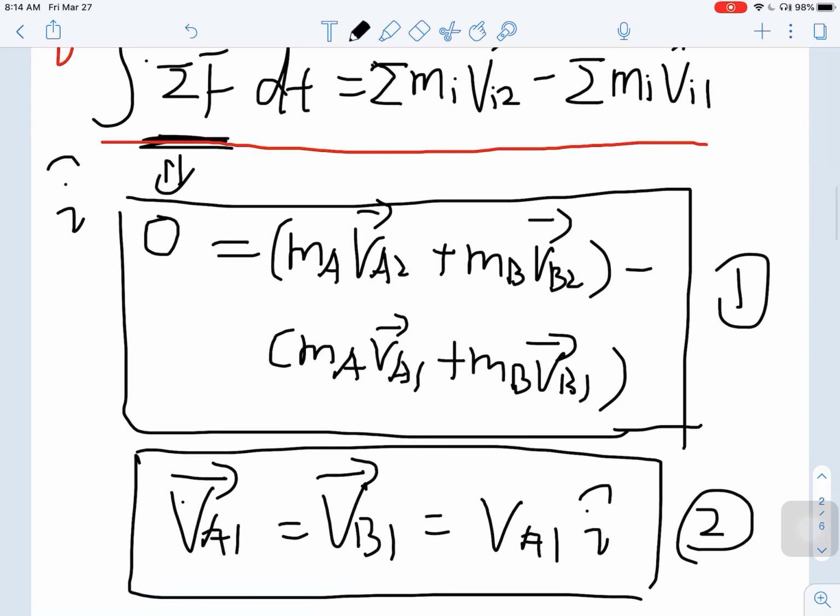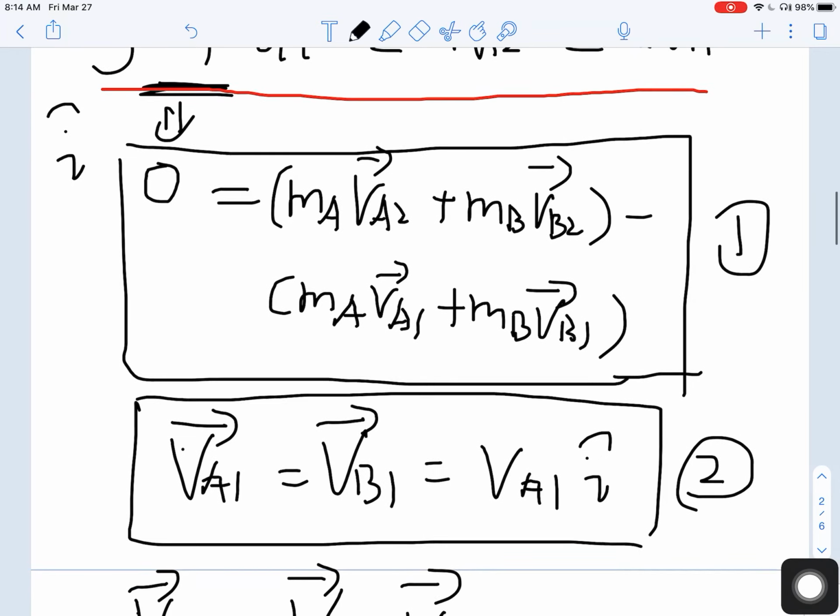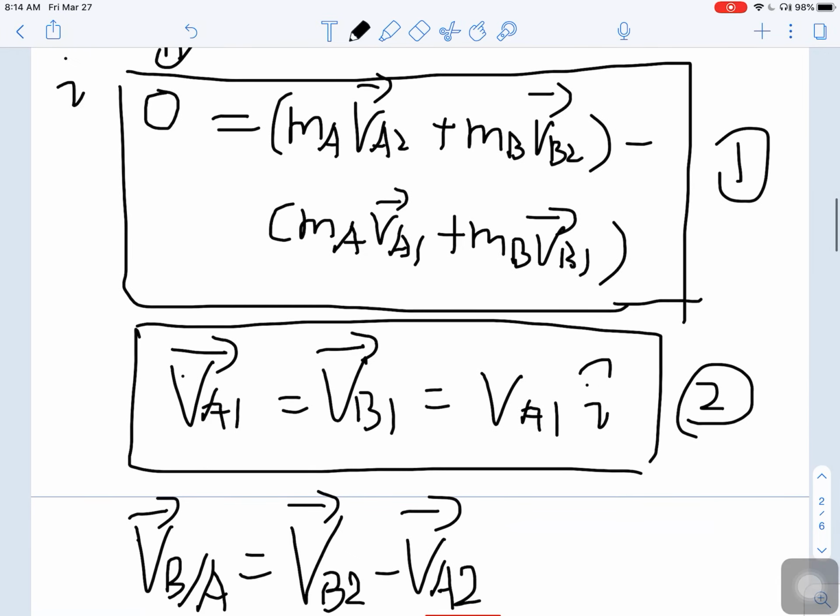And then the second equation we can get from this problem is both boats A and B are moving at the same speed or velocity at the beginning before towing. So VA1 equals VB1. They both equal VA1 I. So that's the second equation we can have.